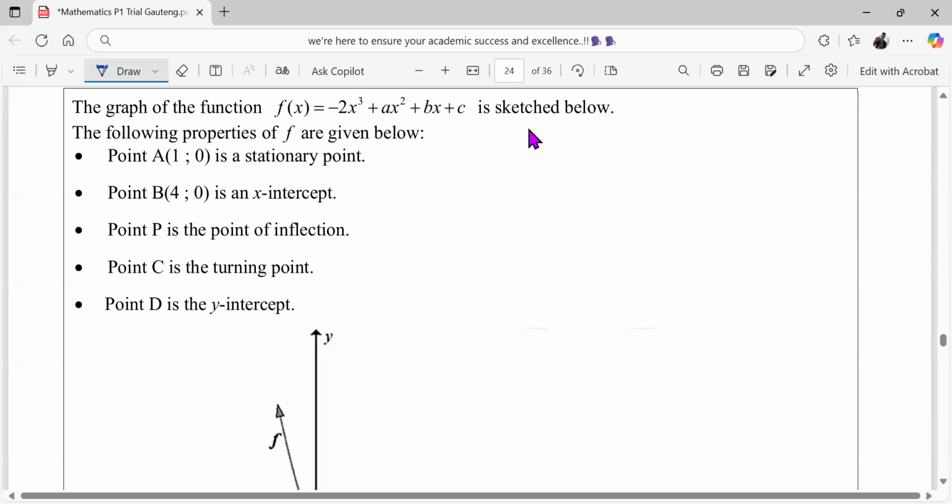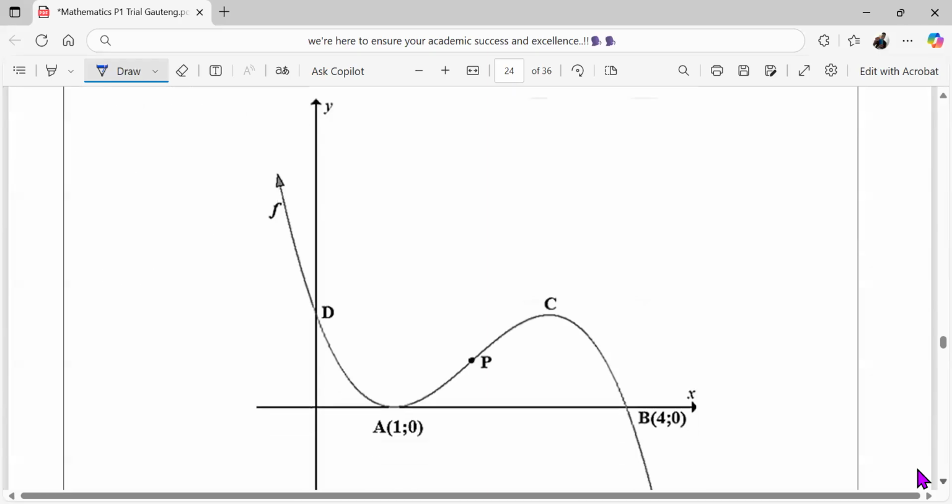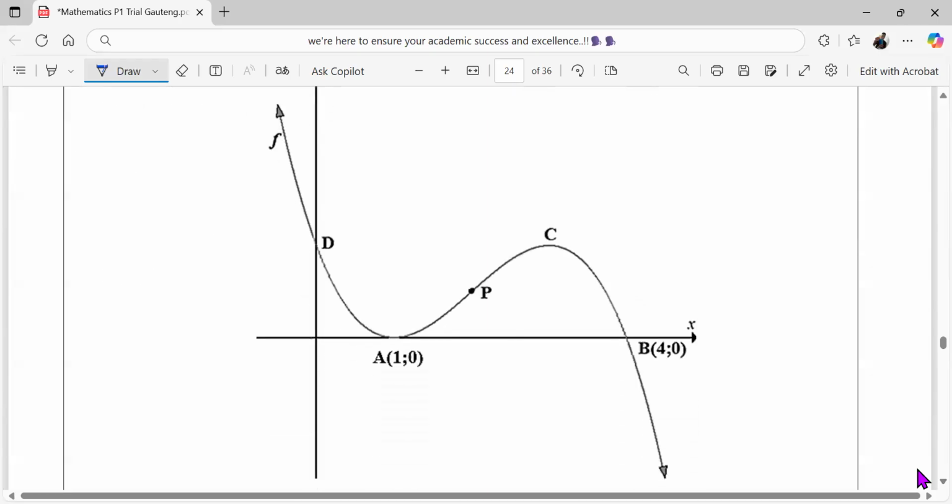They say point A is the stationary point. Point B is an x-intercept. P is a point of inflection. C is a stationary point as well, because we know that a turning point is a stationary point. And then D is the y-intercept of the function. And this is our nice and beautiful function, which we can see here.